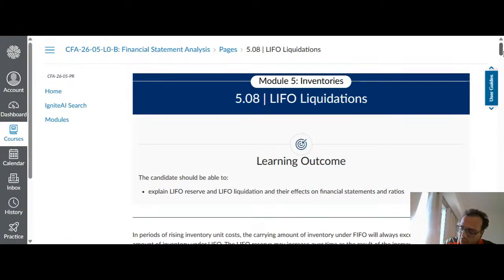Now there is one more new concept of LIFO liquidation. Why is this a new concept? Because we have read IFRS or Indian GAAP. In all those concepts, we were not having that much of LIFO. Our focus was always FIFO, weighted average, or specific identification. And therefore, this LIFO reserve and LIFO adjustments, LIFO liquidations, are new concepts.